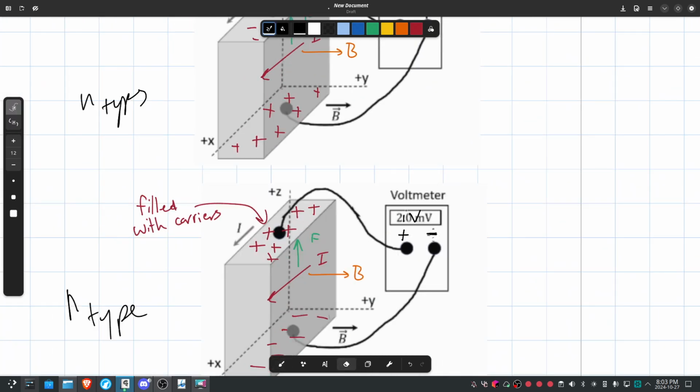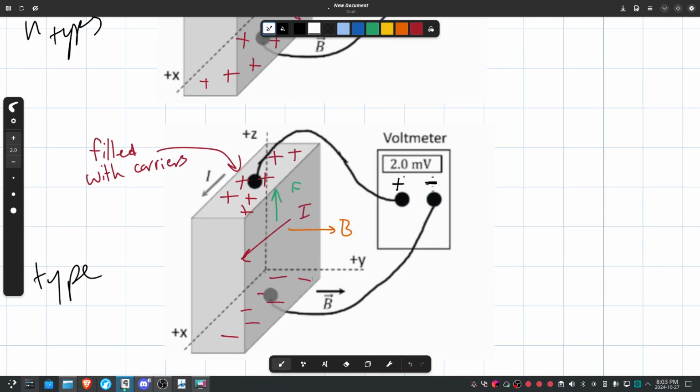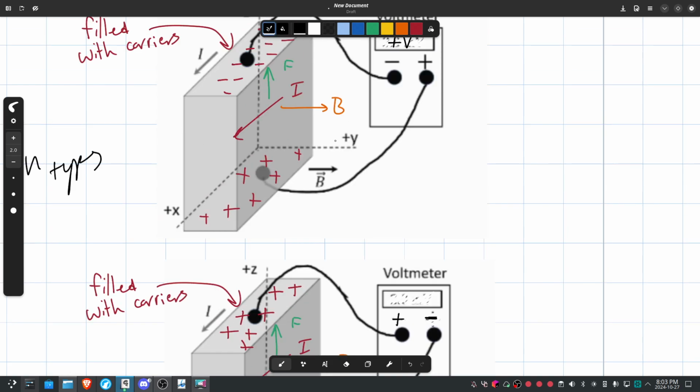And likewise, over here, we're going to have the same scenario again.